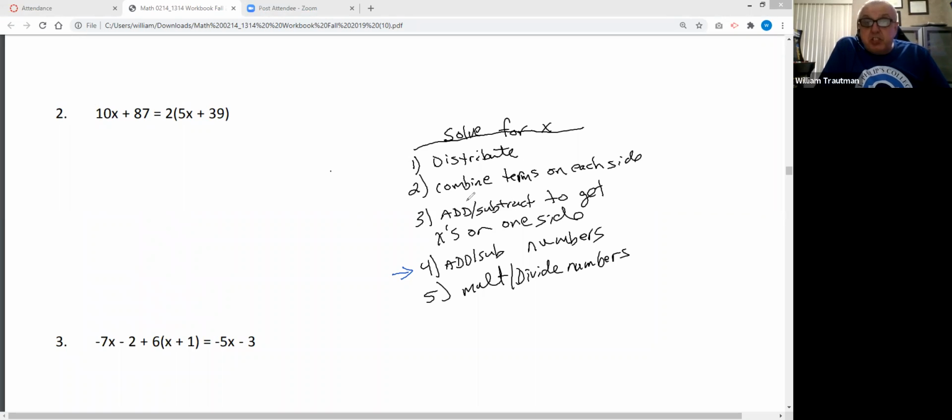Step 1, distribute. So there's a distribution, and distribute means a number outside of a parentheses has to be multiplied times each term in the parentheses.